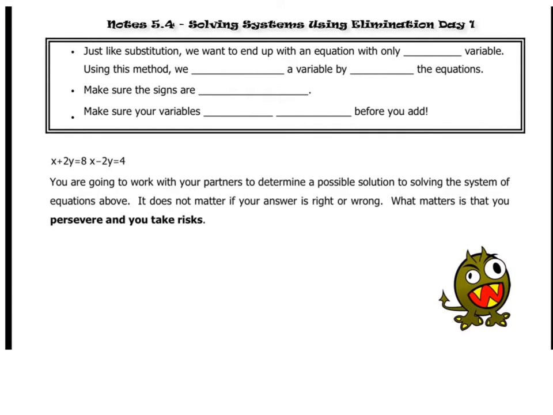Now that we have done 2 lessons on substitution, we're going to move on to elimination. So just like substitution, we want to end up with an equation with only one variable. Using this method, we eliminate a variable by adding or combining the equations. So make sure the signs are opposite.